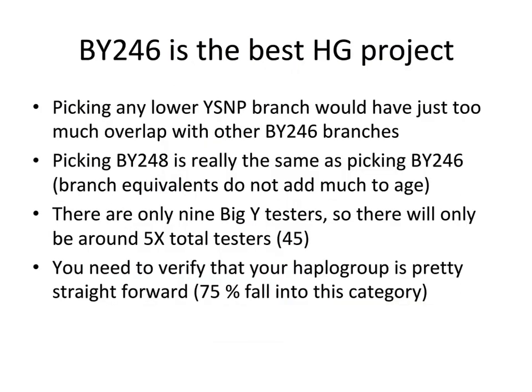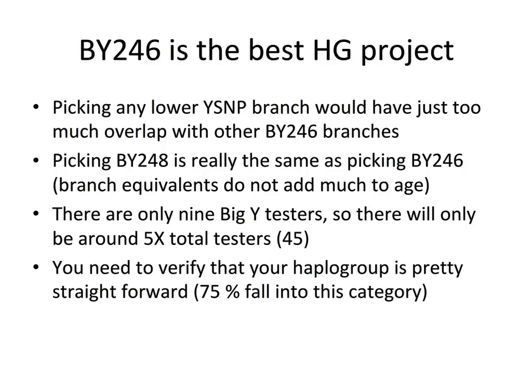So it looks like BY246 is the best candidate in that part of the branch. It also has all the characteristics. Picking any lower Y-SNP branch would be just too much overlap with other branches underneath BY246. You really can't cherry-pick your own portion of the tree because you don't know which people under BY246 really belong to your group or belong to another group.